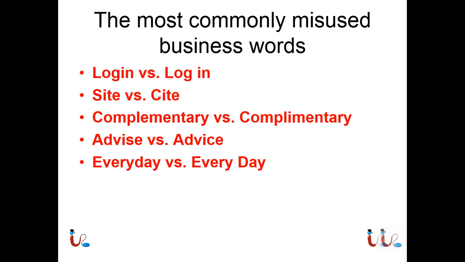Second one, site versus cite. Site is a place or a location. Cite with a C is how you signify that something came from somewhere else. Complementary versus complimentary.